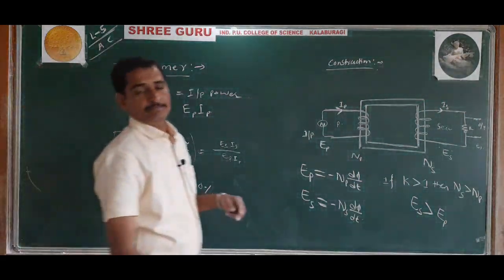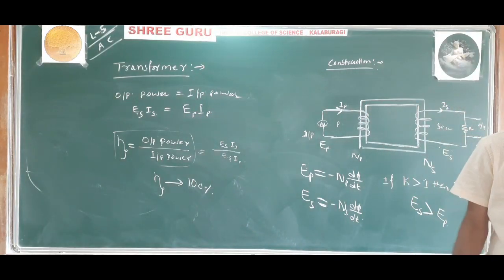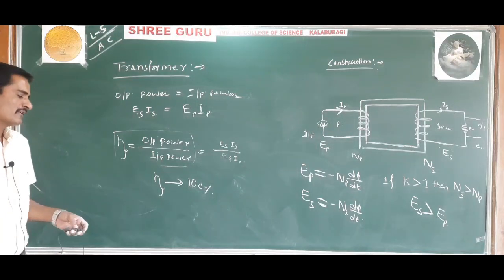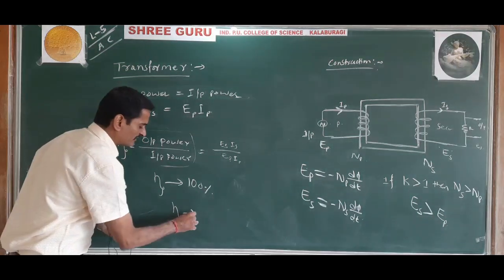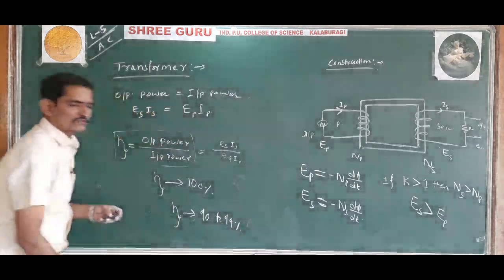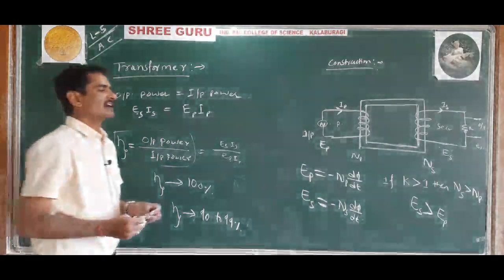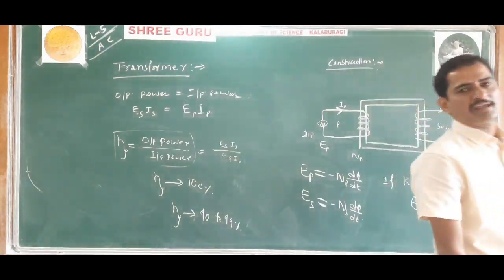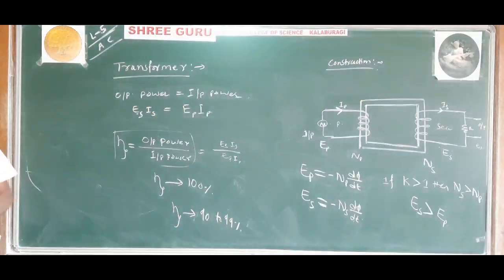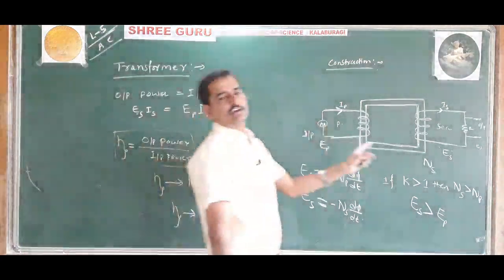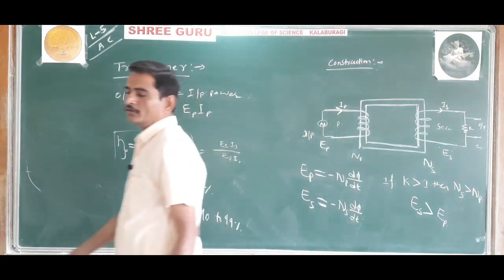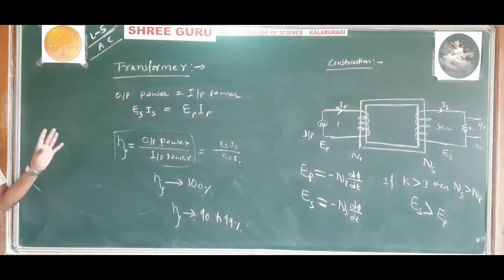But practically there will be a loss of energy. So practically the efficiency of a transformer lies between 90% to 99%. This shows that there will be a loss of energy in the transformer. Understood? Hope you have understood all this concept. This is a transformer. Many times questions related to the transformer have been asked. Try to understand the concept.